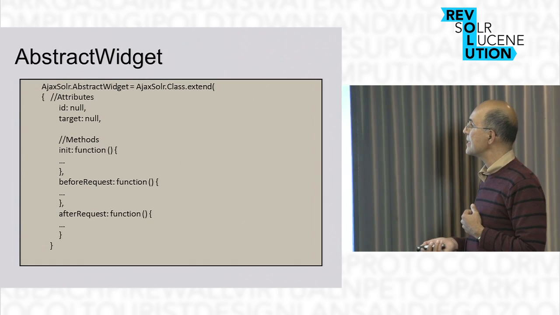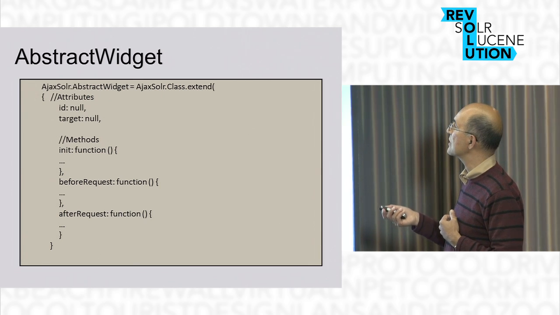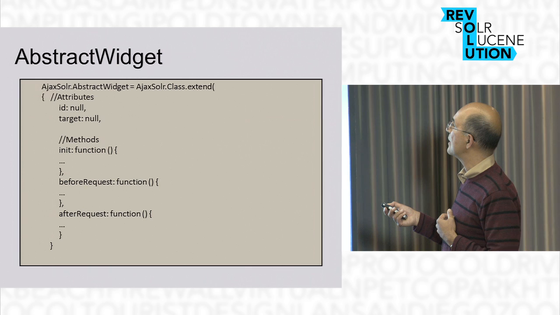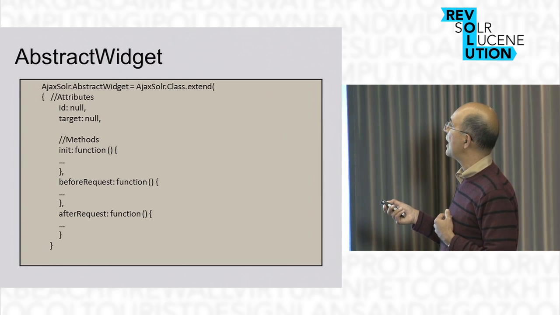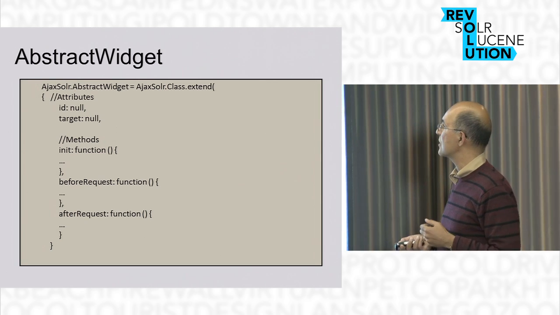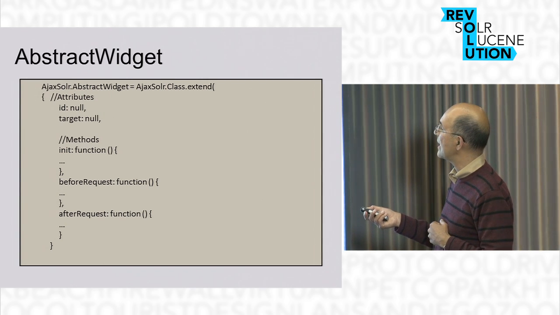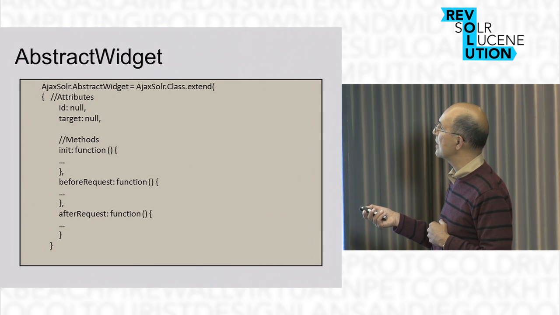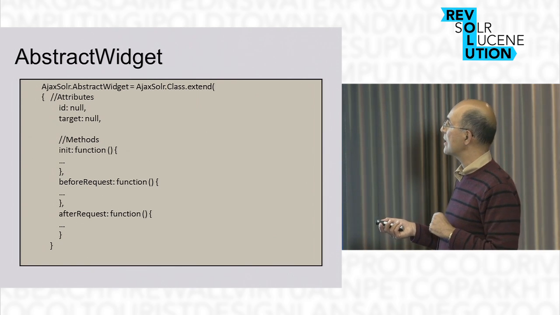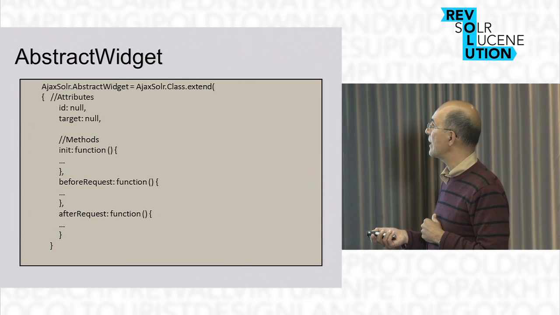Now, you see a template here that shows the JavaScript for the abstract widget. What is happening at the very top is the abstract widget is extending the AJAX-Solr class, which, when you look at it, is just an empty class, nothing interesting. But here we are defining a class that has two attributes, ID and target. ID is used to uniquely identify that widget. The target is pointing to the DOM object for, in this case, jQuery to play with.